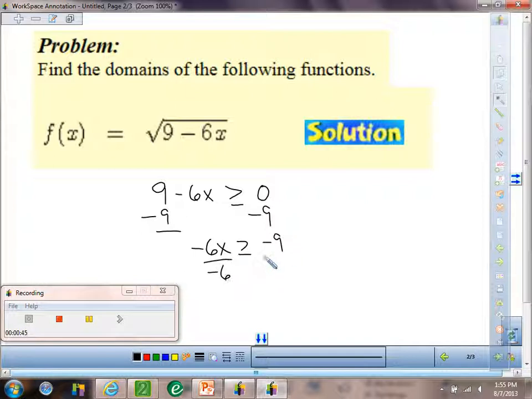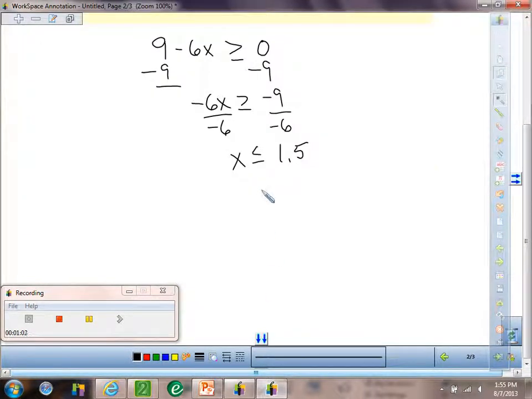Divide both sides by negative 6. So x, now remember we have to reverse our inequality here. And so we end up with 1.5. So x is less than or equal to 1.5. Now, to use our notation for this, x is less than this. So from negative infinity to 1.5, okay, we're good. That's our domain. Now it includes this, so now we'll use a bracket, and we'll use a parentheses for the infinity.